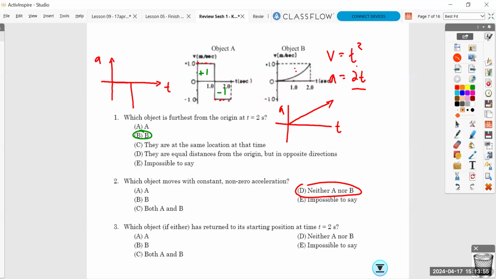All right, so then going to number 3, which one plausibly has returned home after 2 seconds? A has returned home after 2 seconds.